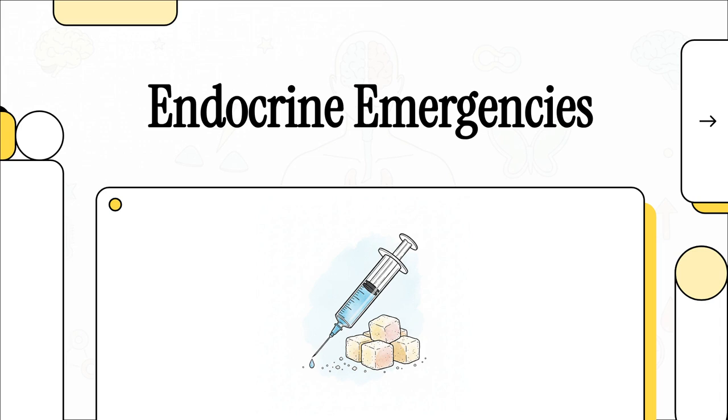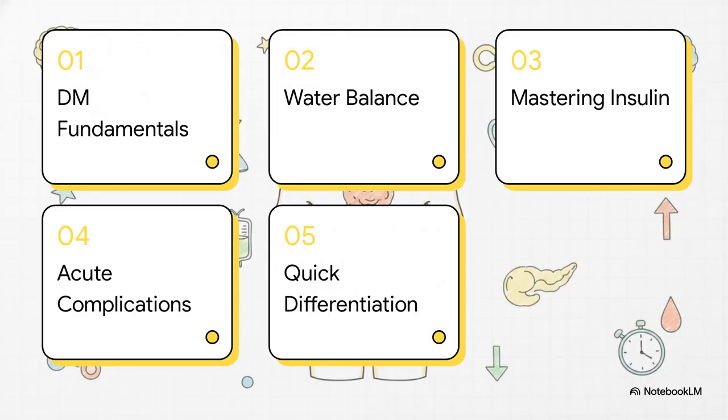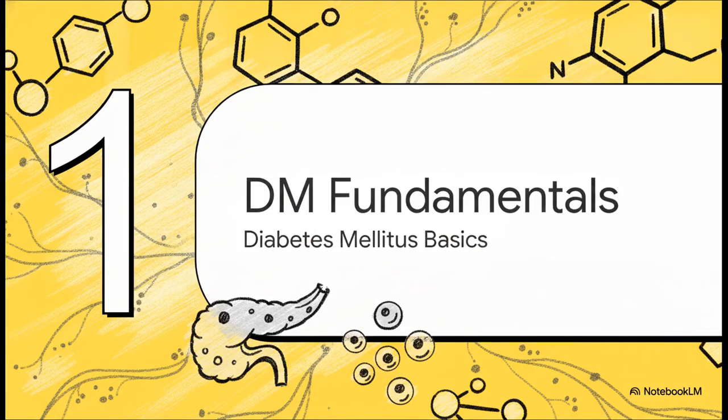We're taking all that chaos, hormones, blood sugar, water balance, and we're organizing it into a highly visual, totally manageable framework. Let's get into it. Here is our roadmap for today. We'll hit DM fundamentals, water balance with DI versus SIADH, mastering insulin types, acute complications, and then wrap up with a quick differentiation guide.